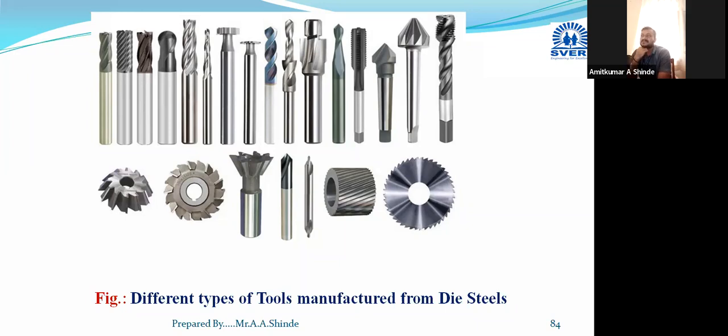In the next session, we are going to discuss the tool steels. In that, different cold worked tool steels, hot worked tool steels, and high speed tool steels are there. Then some specific types of the alloy steels, in that stainless steel is there, that we will discuss in the next sessions.